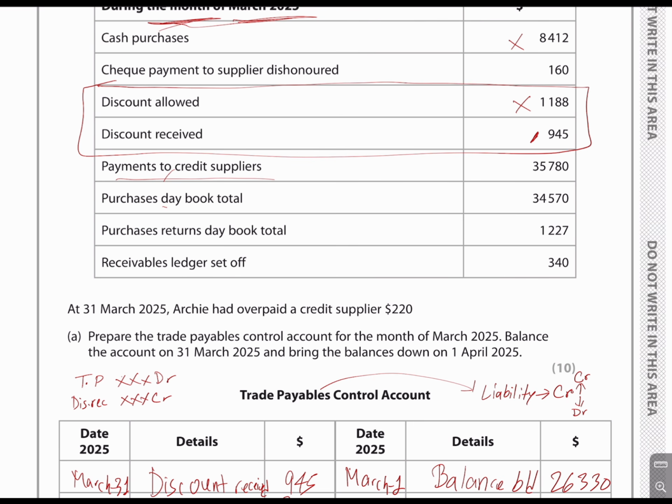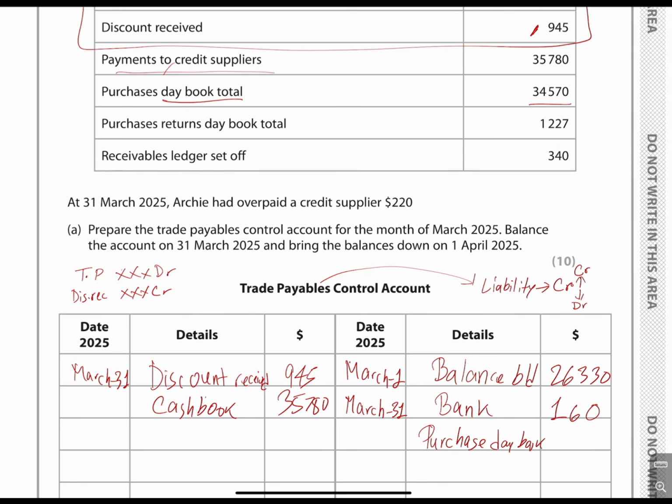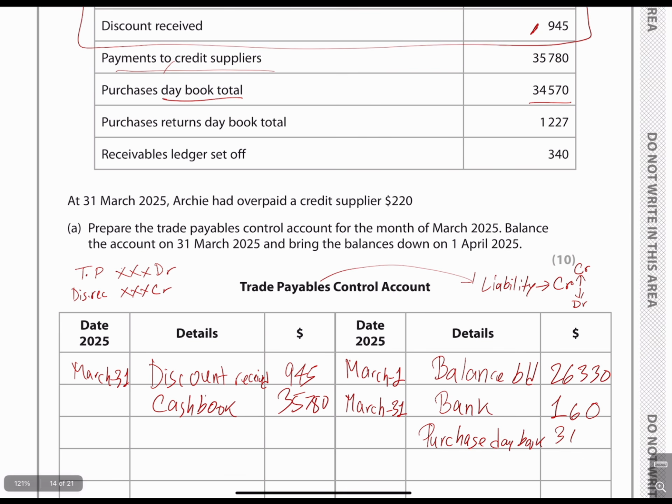Next up, purchase daybook total. Purchase daybook means buying on credit, purchasing on credit. Now if we are purchasing on credit, it increases your liabilities, right? So it would enter on the credit side, purchase daybook. How much is it? 345734.